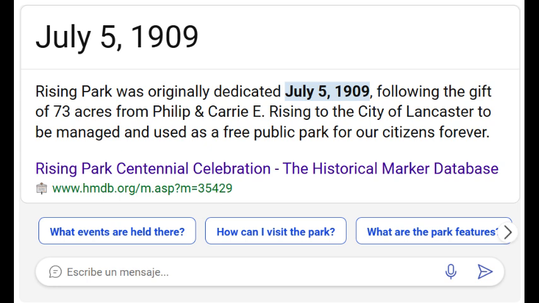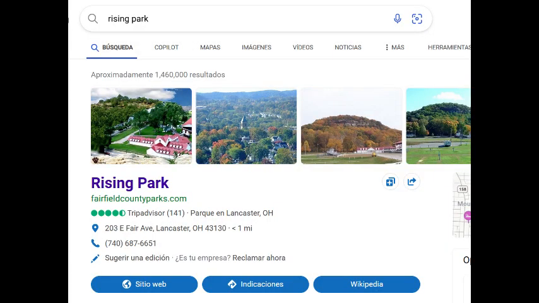Now, there's a place called Rising Park, and here it states July 5th, 1909. Rising Park was originally dedicated July 5th, 1909, following the gift of 73 acres from Philip and Carrie E. Rising to the city of Lancaster to be managed and used as a free public park for our citizens forever. So there you get your first instance of this control of the estate on behalf of an alleged heir or claimant. Now, here's the park.